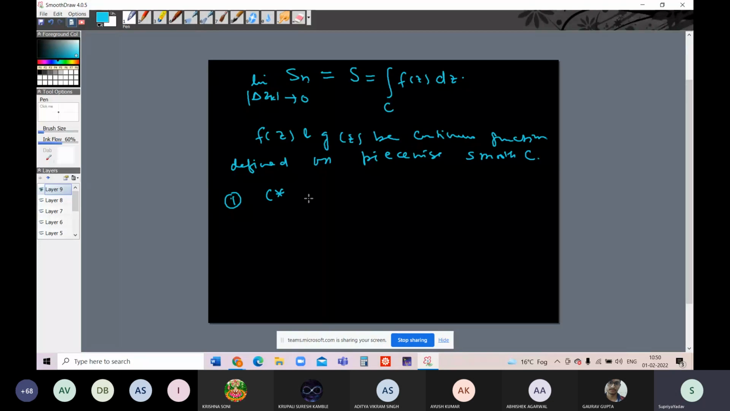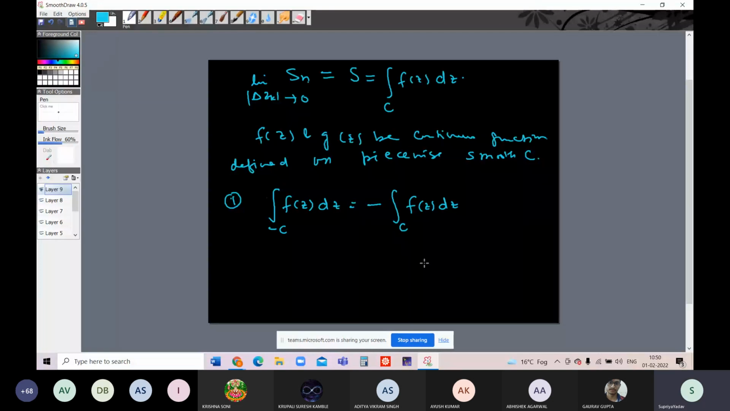First of all, suppose that C star is denoting the reverse curve, or we can denote it by minus C. So when we are integrating the same function along the reverse direction, its value is the negative of the value of the function when we integrate it in the positive direction. Whatever value comes on evaluating in the original direction, it just becomes minus times that.